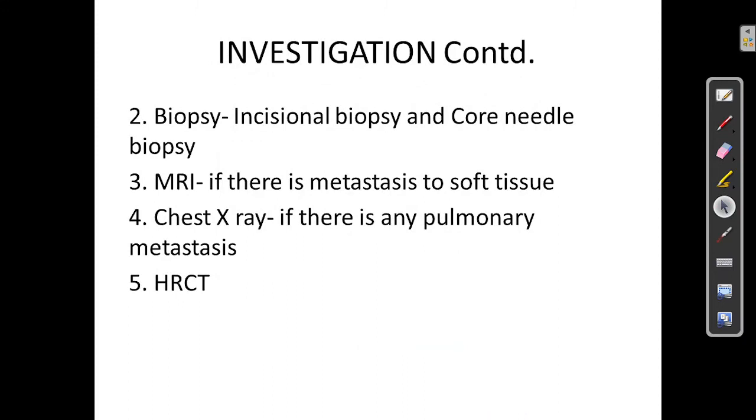Then the other investigations we can do are biopsy, that is incisional biopsy and core needle biopsy. MRI to check if there is metastasis to any other soft tissue. Chest X-ray to check for any pulmonary metastasis, as we have said earlier that it can metastasize rapidly through blood. And a high resolution CT is done.